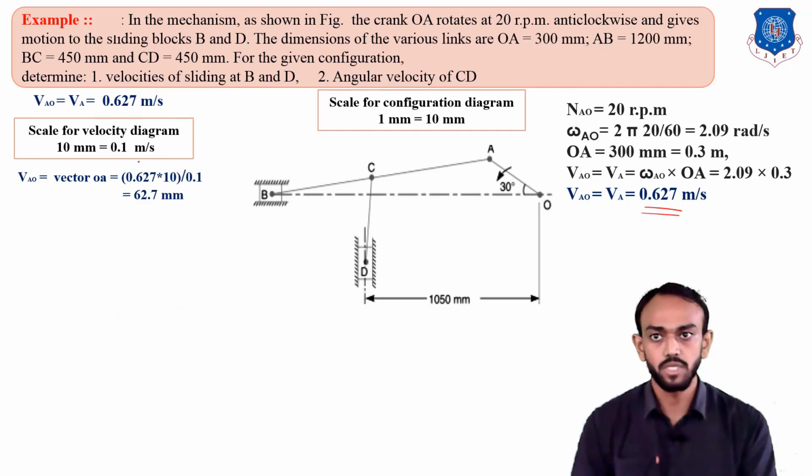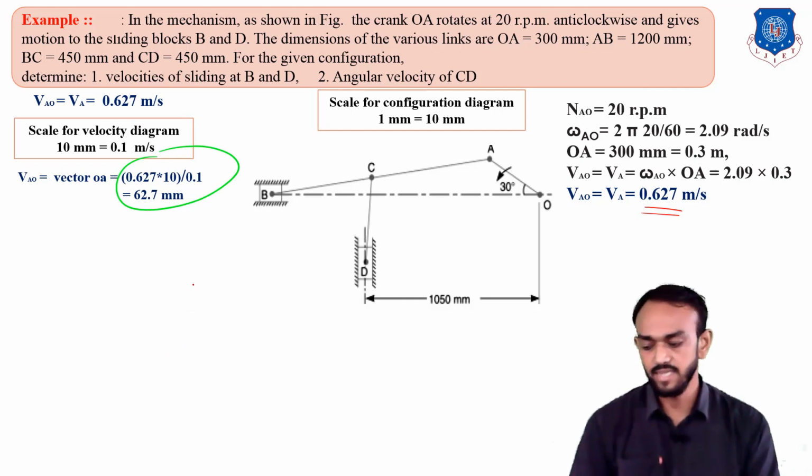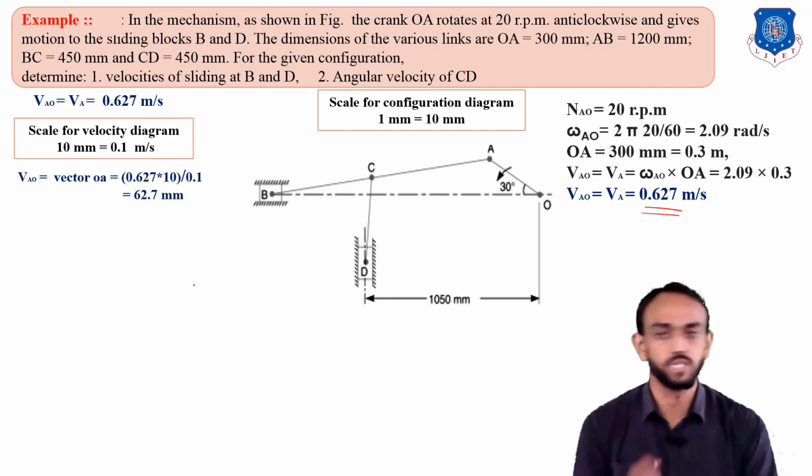So you can see the calculation here, and you will get 62.7. Okay, very easy calculation. Let's start the velocity diagram.